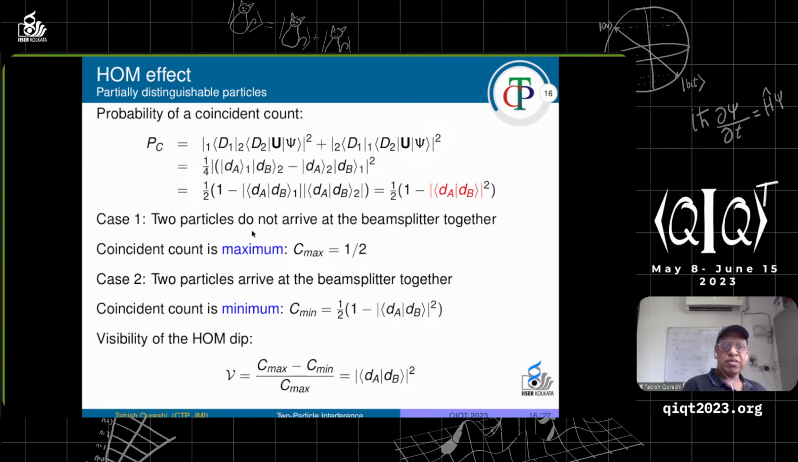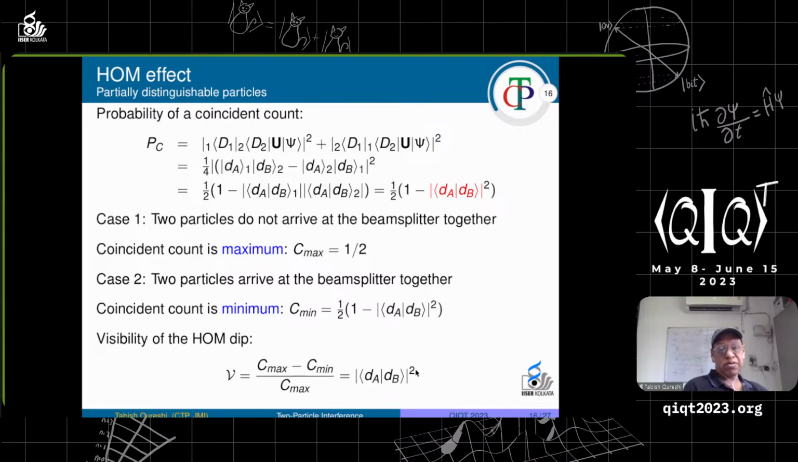When the two particles do not arrive at the beam splitter together, there is no interference, and the coincident count is just at its maximum, which is half. This we already know. When the particles arrive at the beam splitter together, then the coincident count is minimum, however minimum it can be, and it is this. This represents interference. So we can define a visibility of this Hong-Ou-Mandel dip as Cmax minus Cmin divided by Cmax, and you see that this is just equal to the inner product of dA and dB mod square.